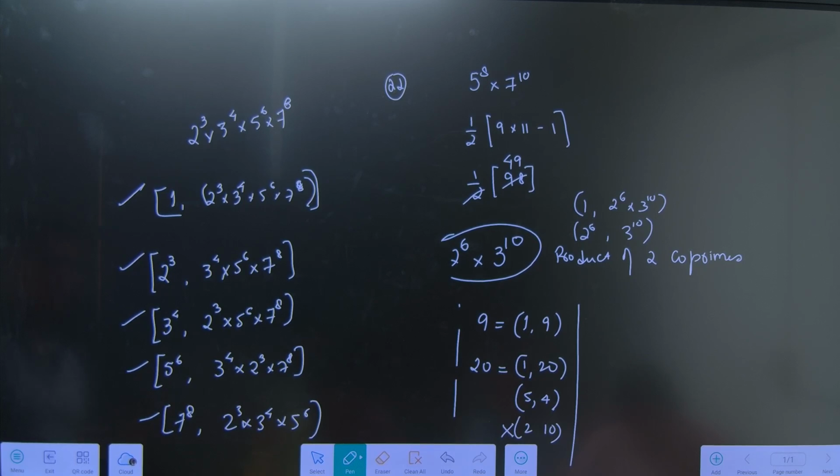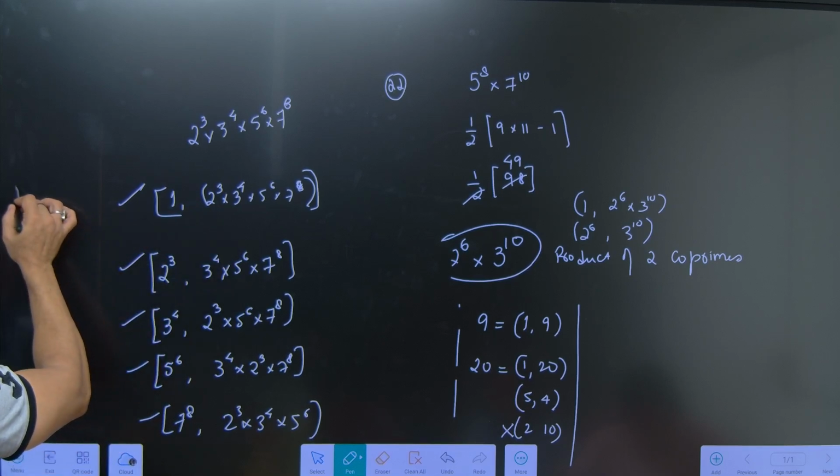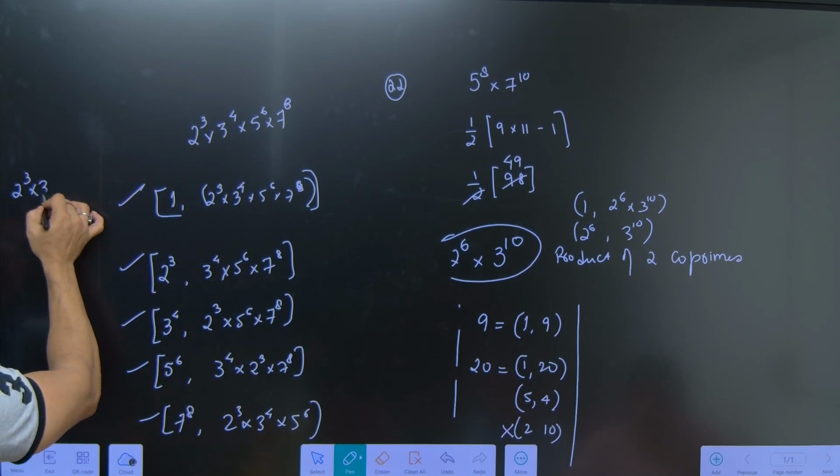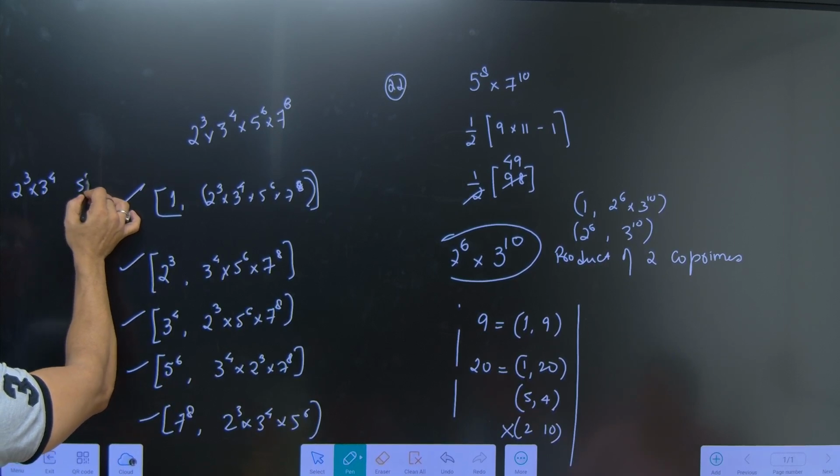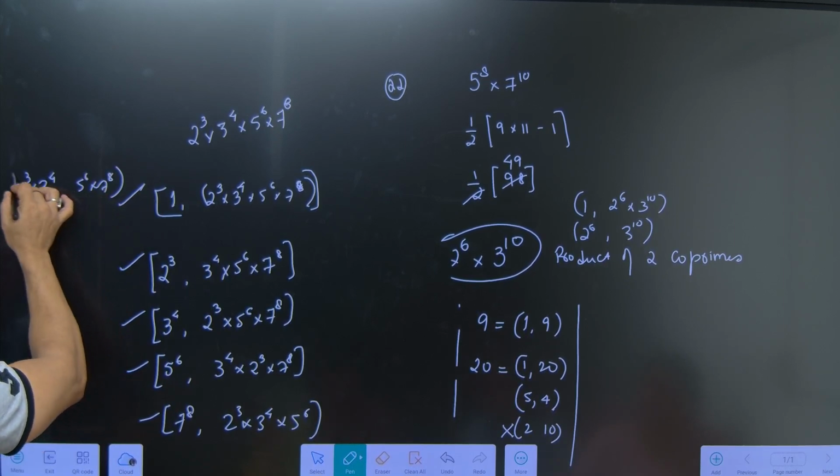So 1, 2, 3, 4, 5, correct. Now we can have 2 cube and 3 raised power 4 and 5 raised power 6 into 7 raised to the power 8. This is also coprime.